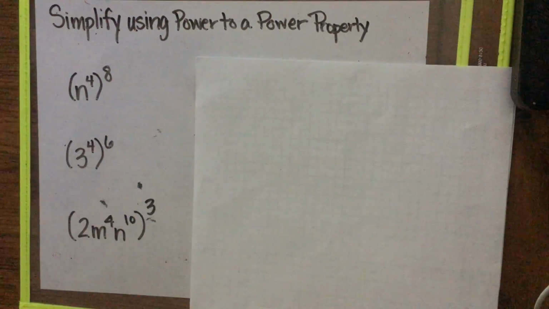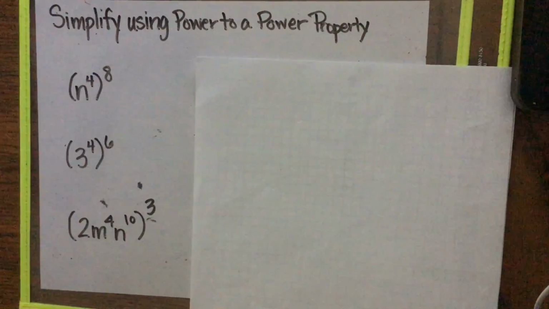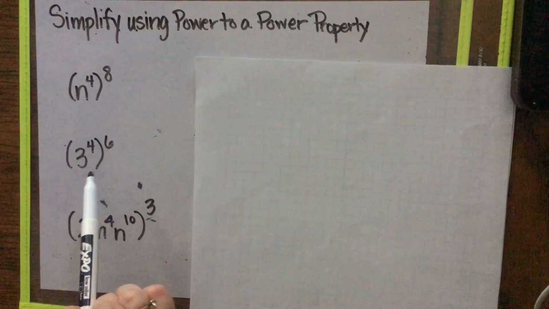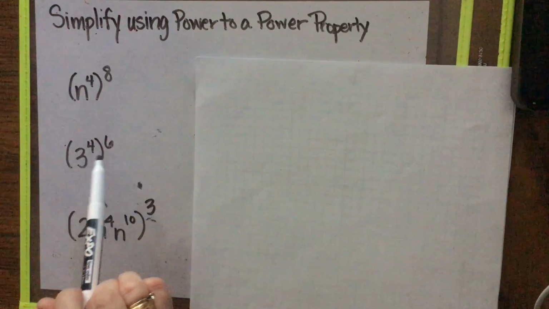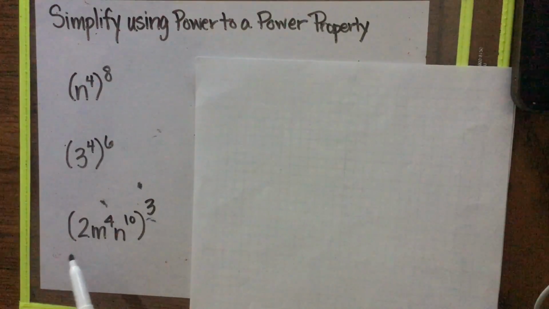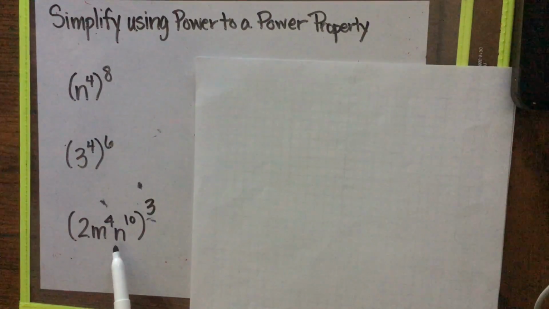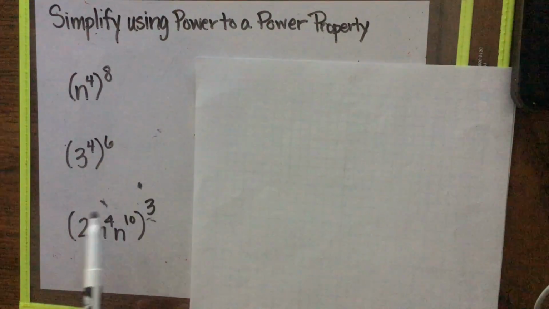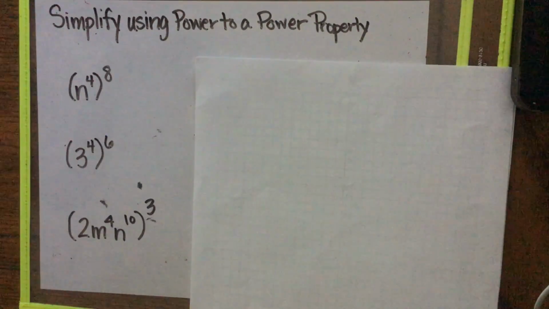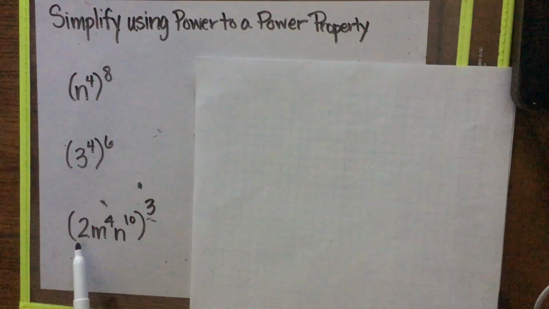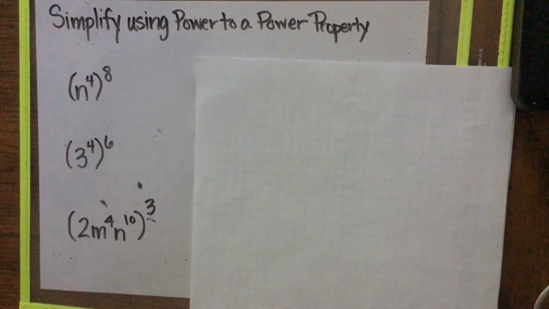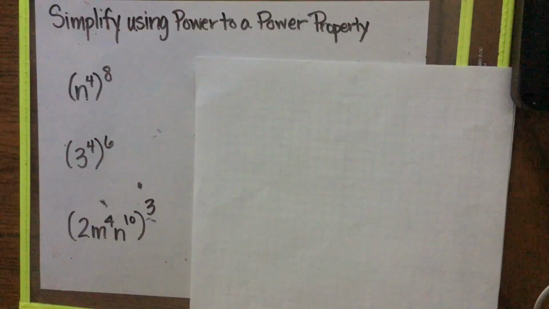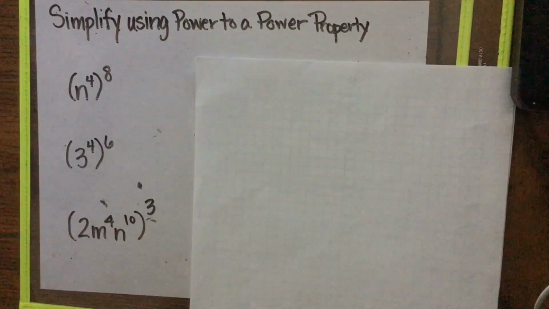All right, so we have n to the 4th power, then all of that to the power of 8, 3 to the power of 4, which is then to the power of 6, and 2m to the 4th power, n to the 10th power, which is all to the power of 3. So remember what we talked about when there isn't an exponent. Okay, go ahead and pause this video and try these out on your own.